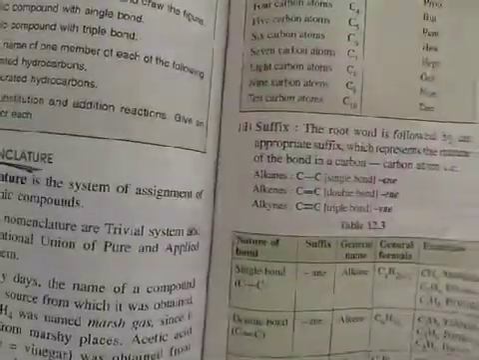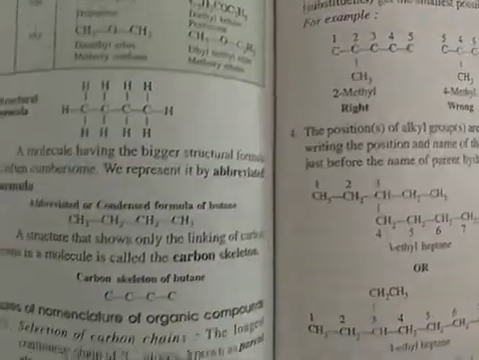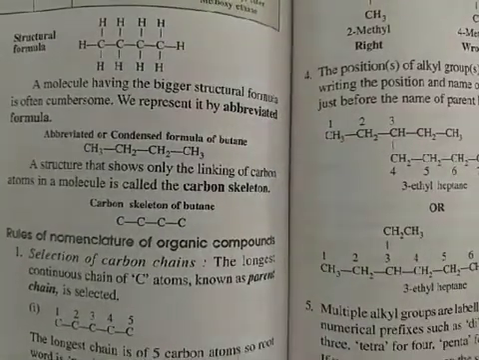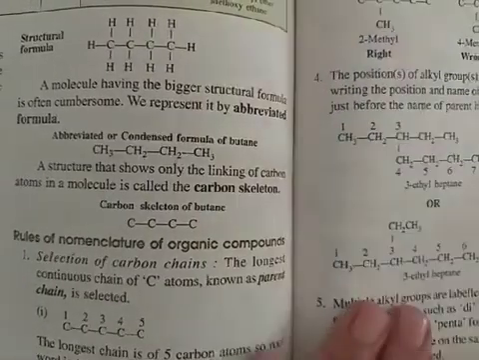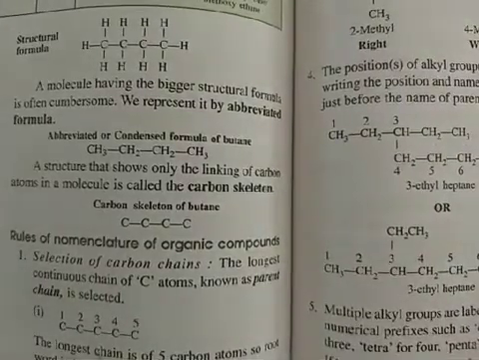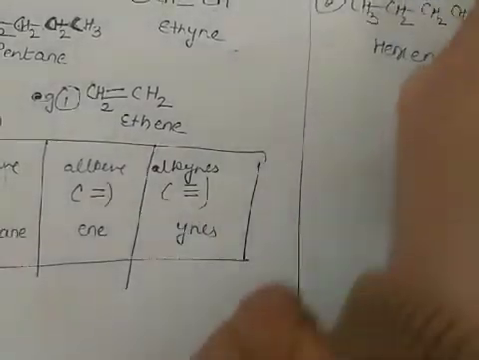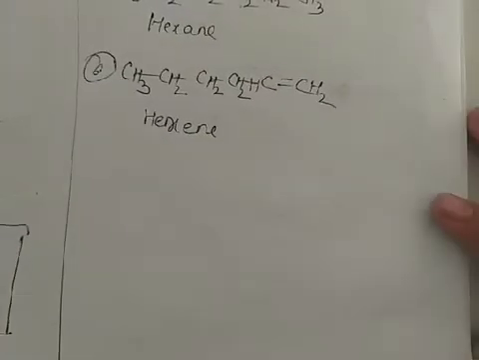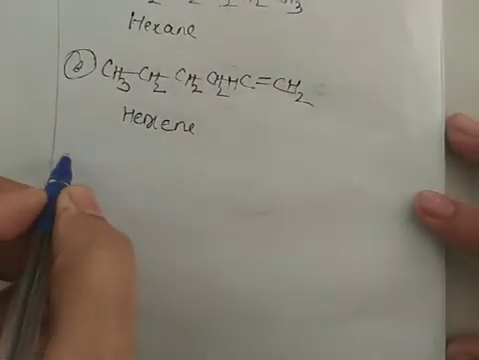Next comes functional groups. Before functional groups, I would like to teach you about the branches. Here they have explained about the branches, but before that I would like to explain it. See, the first rule of nomenclature is we have to select the longest carbon chain.